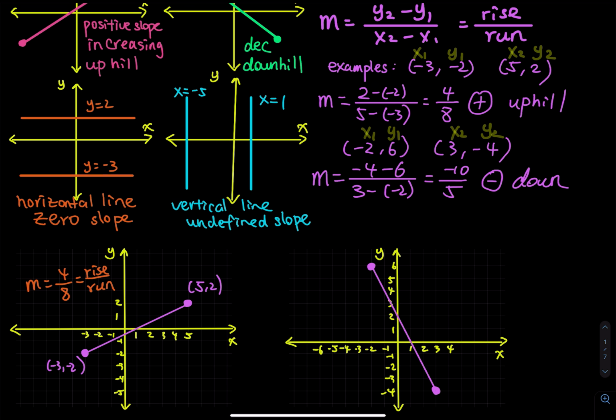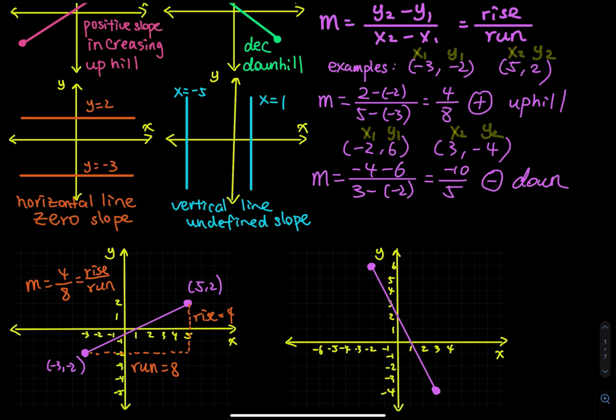So from the first point to the second point, we run 8 units to the right. So the run is equal to 8 units, and then we go 4 units up. So the rise is equal to 4. So that's how you trace the rise over run.